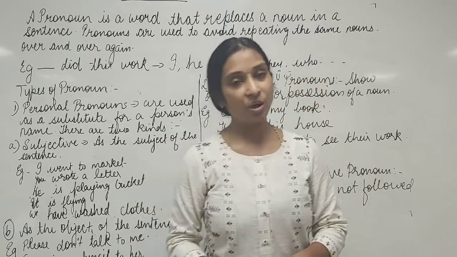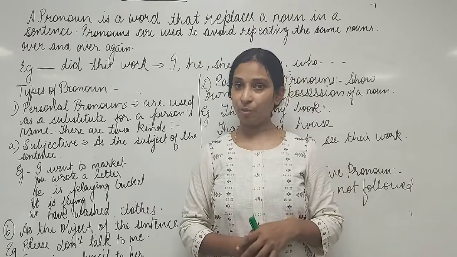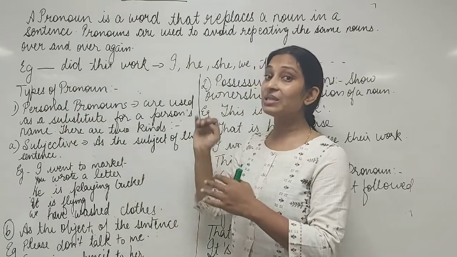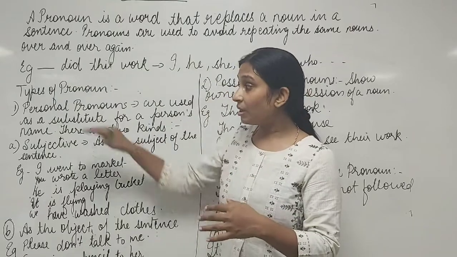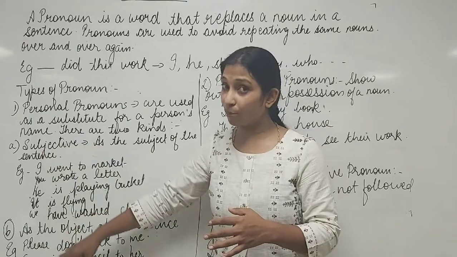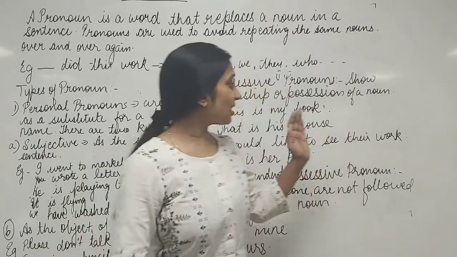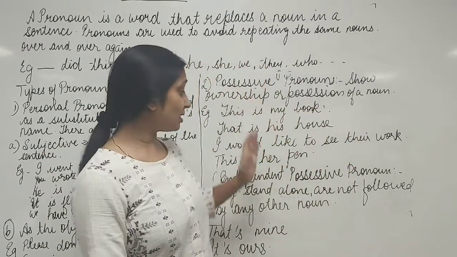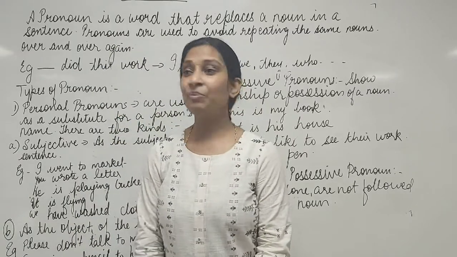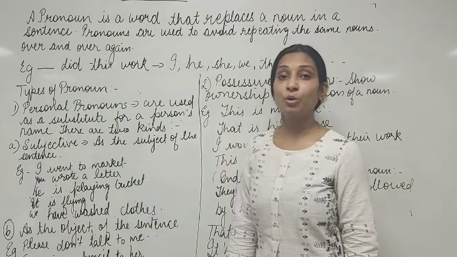Now we are going to begin with the types of pronouns. In this lesson, we are going to cover only two types of pronouns, children. The first is personal pronoun and the second is possessive pronoun. But personal pronoun is further divided into subjective and objective. Clear? And possessive pronoun also is divided into independent possessive pronoun. Clear?